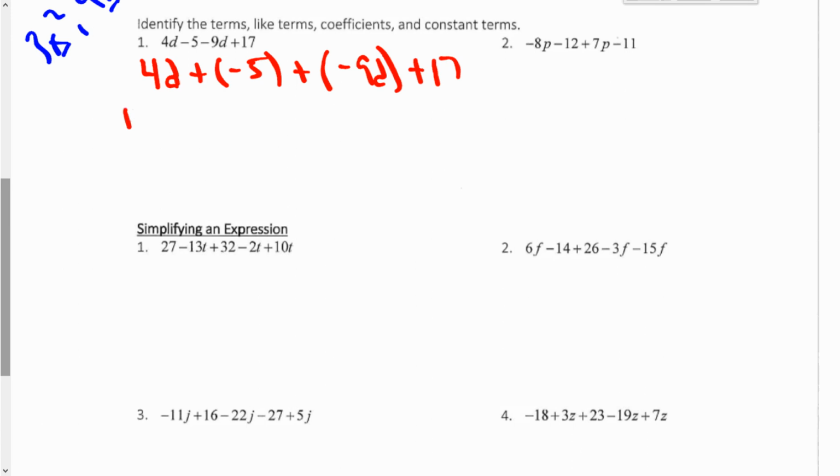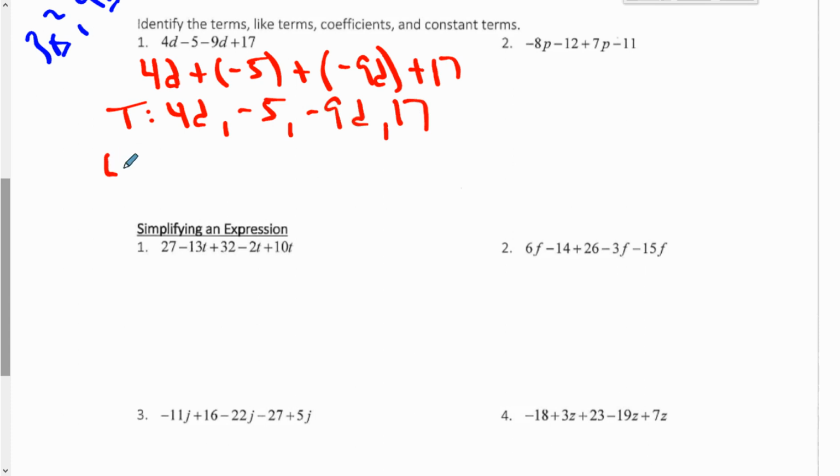So the first thing we need to do is find all of the terms. So everything in the expression is a term. So 4D is a term, -5, -90, and 17 are all terms. If you remember our definition of a term, terms are the parts of an expression that are added together. That's why we wrote it as addition at first.